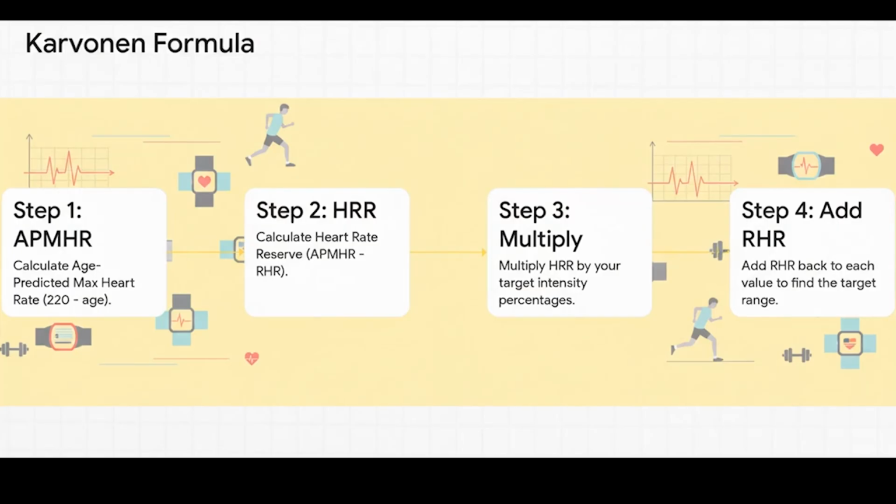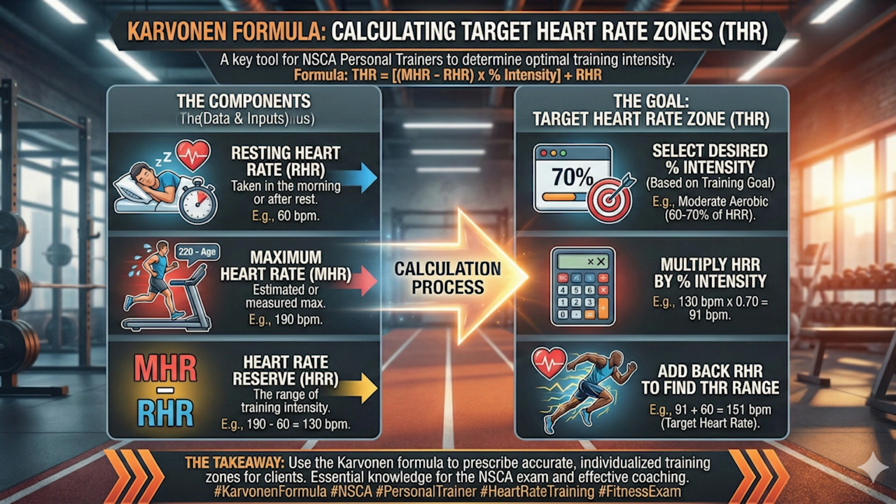Okay, lean in for this one because this is a massive study tip. The NSCA loves to put Karvonen formula questions on the exam. You need to memorize these 4 steps, period. Find the max heart rate, subtract resting heart rate to get the reserve, multiply by your percentages, and don't forget this last part, add the resting heart rate back in. Get this down and you're banking easy points.